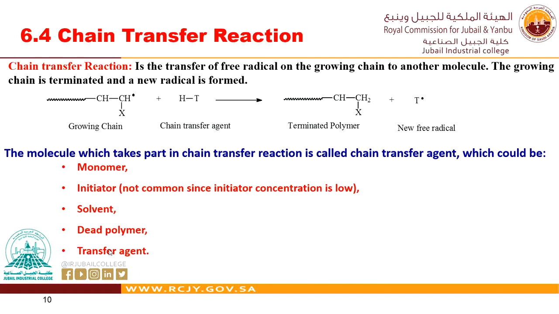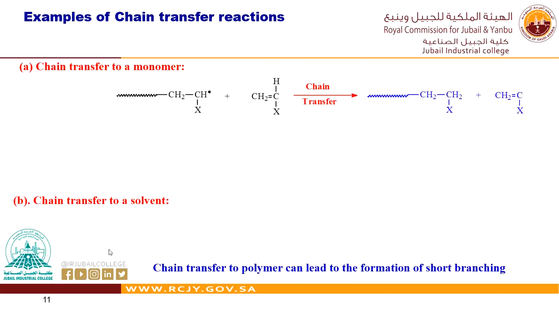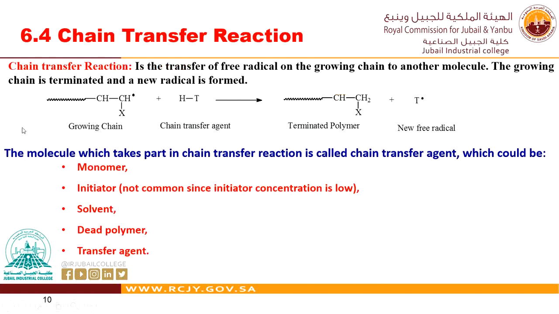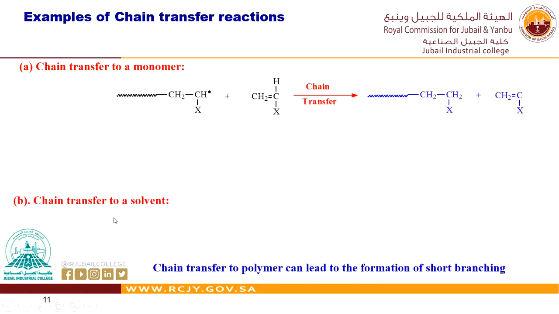Now, because of time, we are going to discuss only two examples, that is chain transfer to the monomer and to a solvent, which are very common. So when you look at this, for example, we have a growing chain with a free radical, and this is a monomer. Now, instead of this monomer adding to the chain to make it longer, the free radical is moved to this monomer, and then to complete the valency of carbon, the hydrogen will move to this carbon so that it becomes tetravalent.